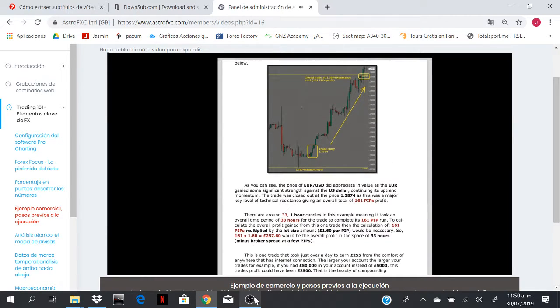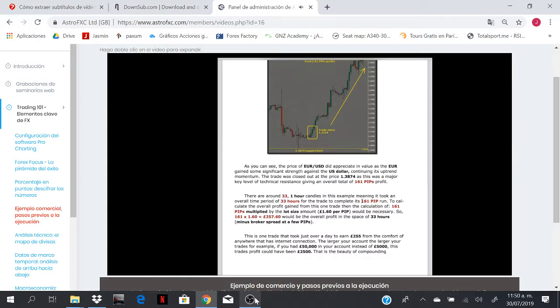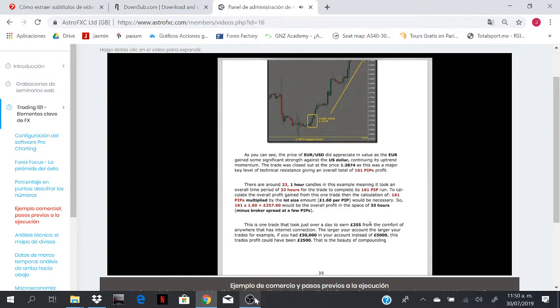Now this is still the hourly time frame, and there's 33 candles here. So this is 33 hours, just over a day, to do 161 pips. So remember, we entered at £1.60 per pip. So 161 pips multiplied by the lot size of £1.60 equals £257.60. That's the profit on a 5k account. Obviously, we didn't let it run to 180, so off the top of my head, that is around a 5.5% gain on the £5,000 account.